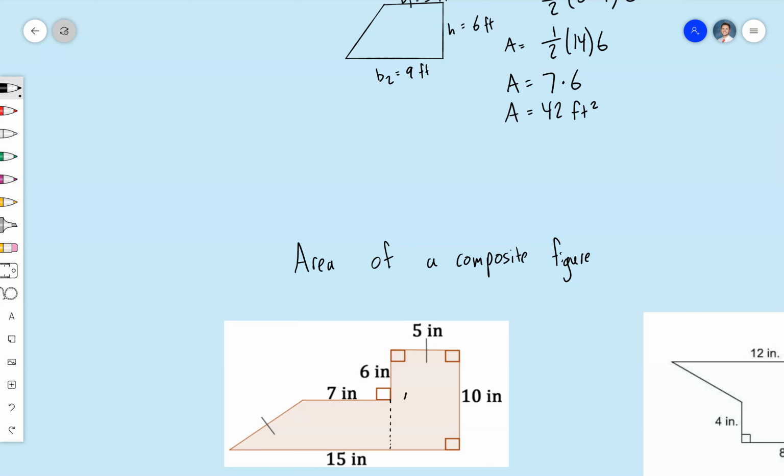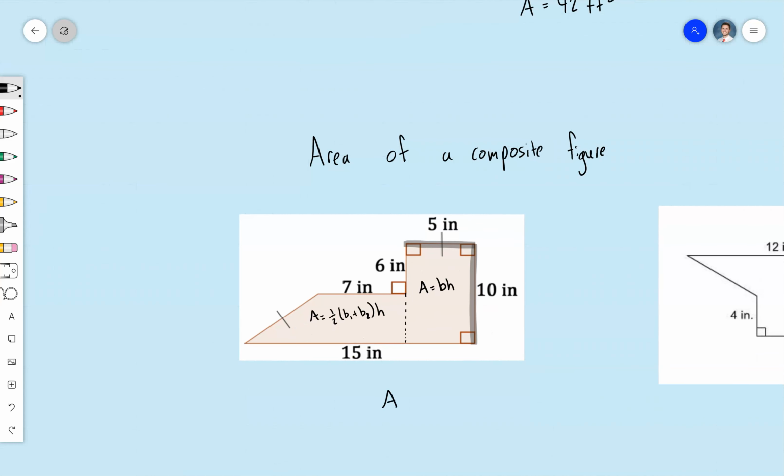So again, the area of this rectangle will be equal to the base times the height, and the area of this trapezoid will be equal to 1/2 base 1 plus base 2 times the height. Now, for our rectangle here, we can see we've got a height of 10 inches and a base of 5 inches. So if we multiply those, the area will be equal to 5 times 10. So our area of that rectangle is 50 square inches.